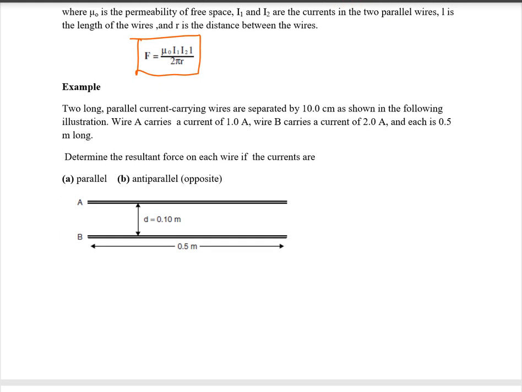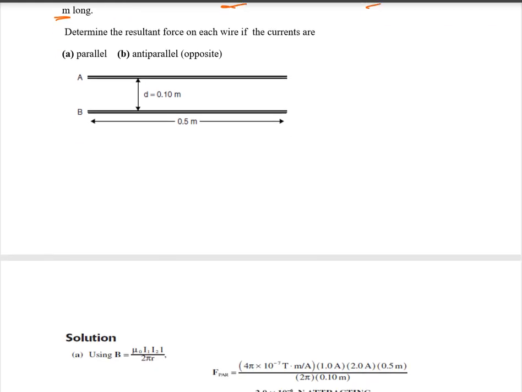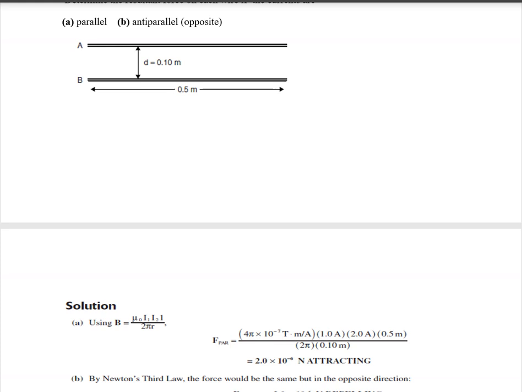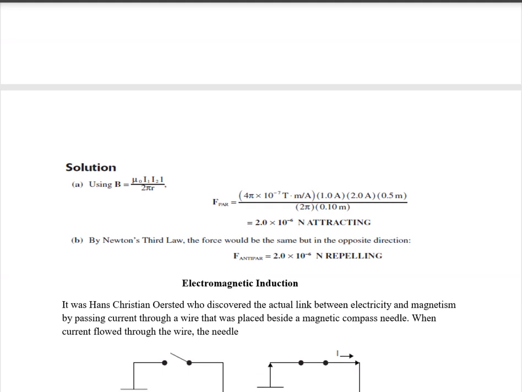For example, two long parallel wires carry a current and are separated by this much, as shown. This is the separation distance. In the following illustration, wire A has a current of this much, and wire B has a current of this much, and the length is this much. From this up to this is 0.5. Therefore, if you are asked to calculate the magnetic force, as I said, we use what? Mu naught I1 I2 L over 2 pi R, and L is also given, and the radius is 0.1 meter. Therefore, finally you can get this value.